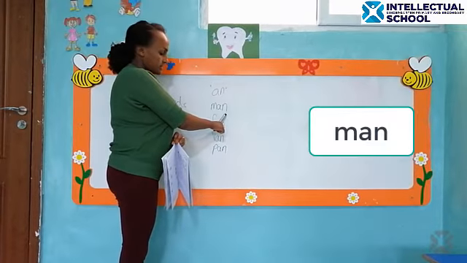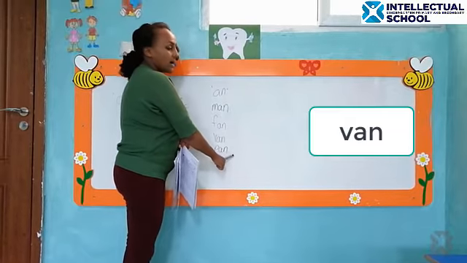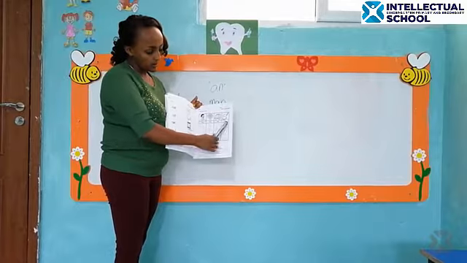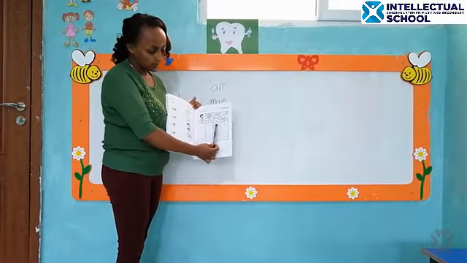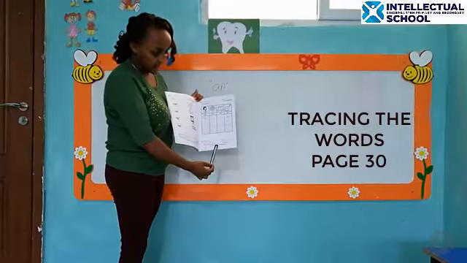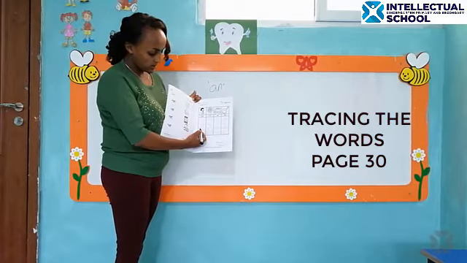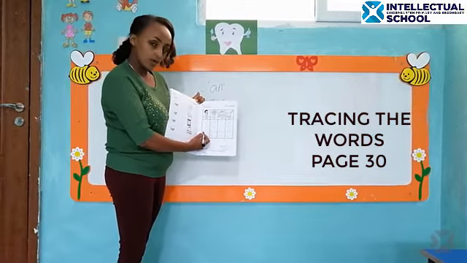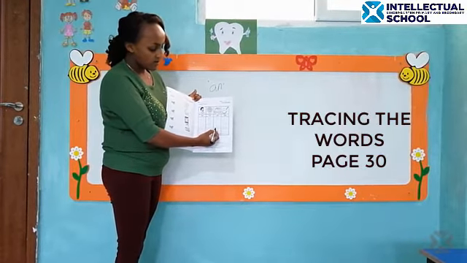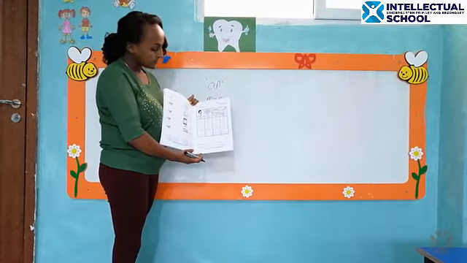Man. Fun. Van. Pan. Good. So down after the picture, there are tracing places in your book. I want you to trace these words on your book. It is on page 30, okay? After you trace the words, you trace the first letter of the word and you write the second sound, which is an, fun, van, pan, just like that, okay? Good.